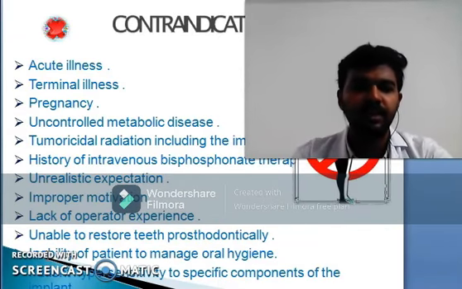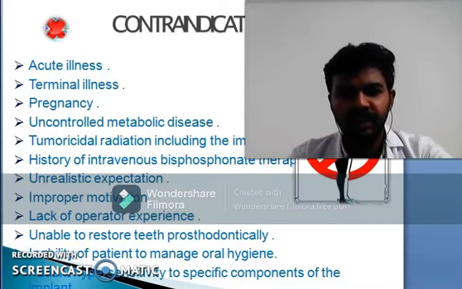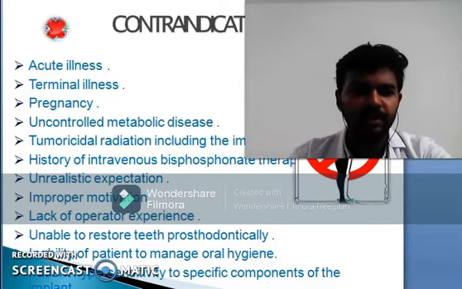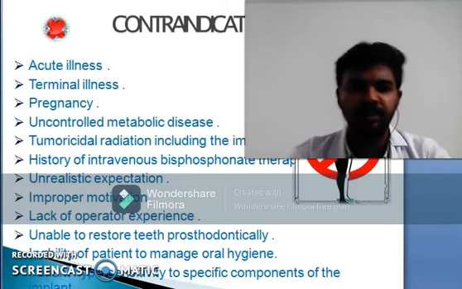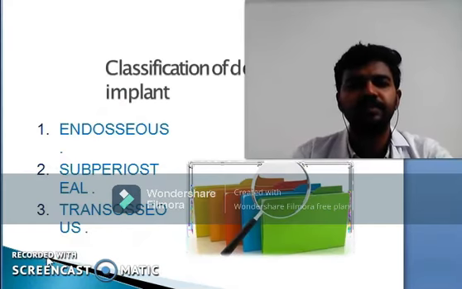Contraindications for dental implants: acute illness, terminal illness, pregnancy, uncontrolled metabolic disease, tumoricidal radiation, history of intravenous bisphosphonate therapy, unrealistic expectation, improper motivation, lack of operator experience, inability to restore teeth prosthodontically, inability of the patient to manage oral hygiene, and patient hypersensitivity to the specific components of the implant.